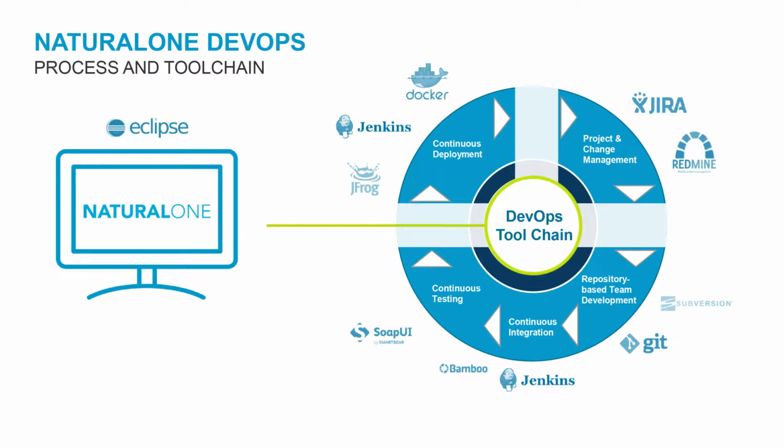Continuous integration tools such as Jenkins ensure that the application build and deployment are successful. Implementing continuous testing guarantees application functionality and code quality even beyond build and deployment. Finally, continuous deployment brings it all to production. Let's take a look at how this works in NaturalONE.